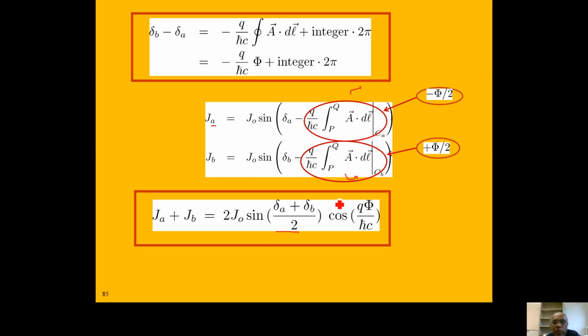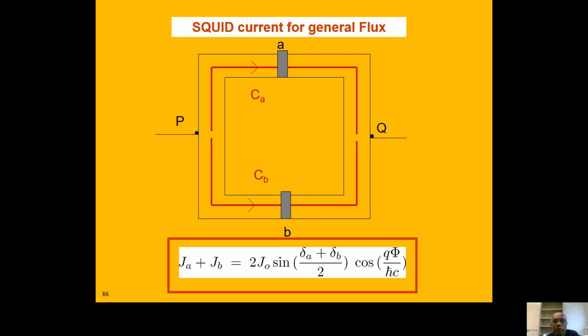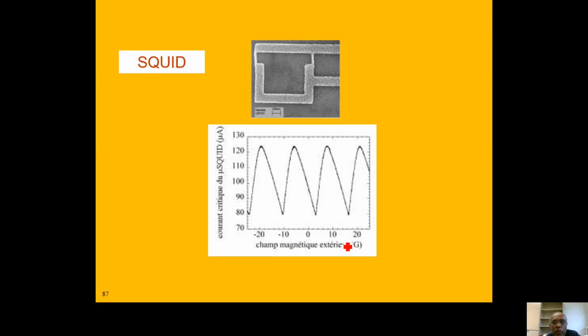So you can see this is oscillating as a function of this Q pi over H cross C. So you can see, for a very small magnetic field, the current is oscillating very periodically. So from here you can measure your very small magnetic field.